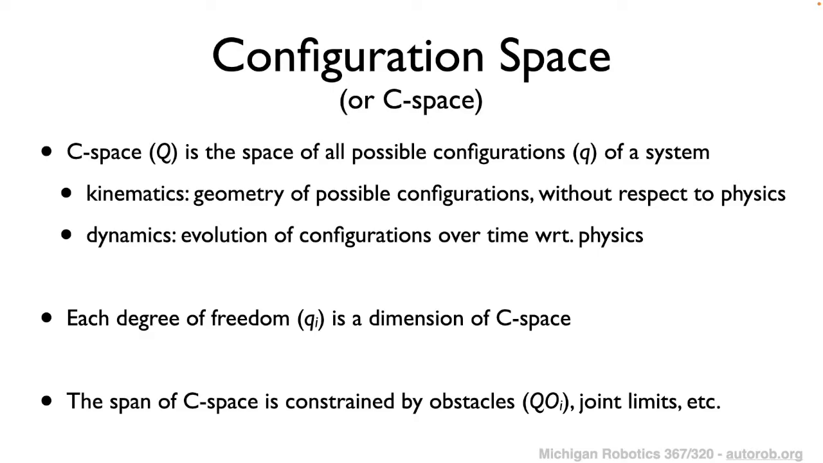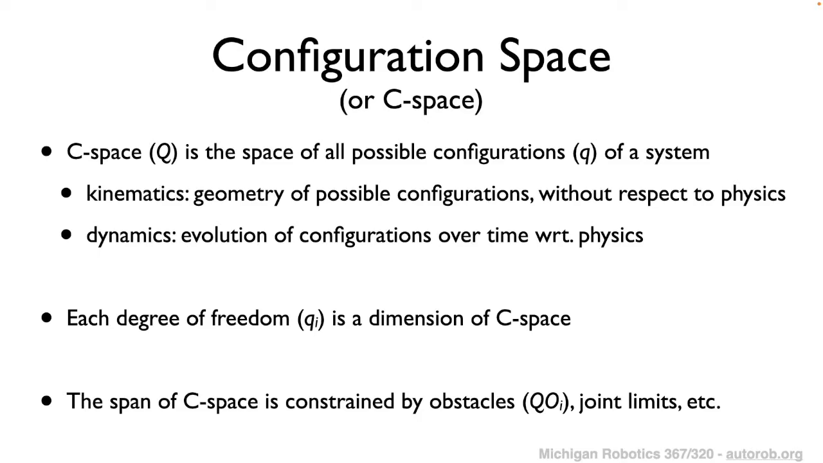Within a configuration space, a degree of freedom is represented as one dimension of the space. So for every degree of freedom, you'll have a separate dimension within C-space. As a result, the span of C-space is constrained by obstacles that exist within the world, or by joint limits defined based on the specific kinematics of a robot structure itself.